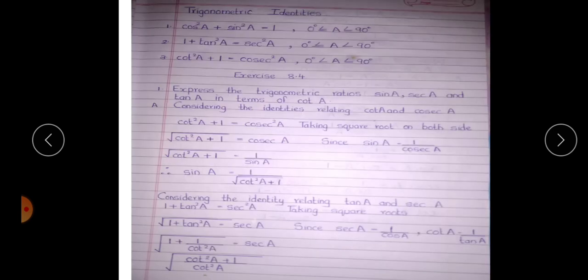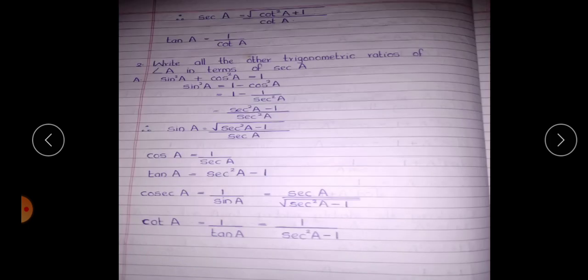Now, tan A and sec A. You can see that 1 plus tan square A is equal to sec square A when 0 degree is less than or equal to A less than 90 degree. Now, the same thing we wrote here also. Tan A is equal to root of sec square A minus 1. Now, which are the two ratios remaining? You can see it is cosec A and cot A.